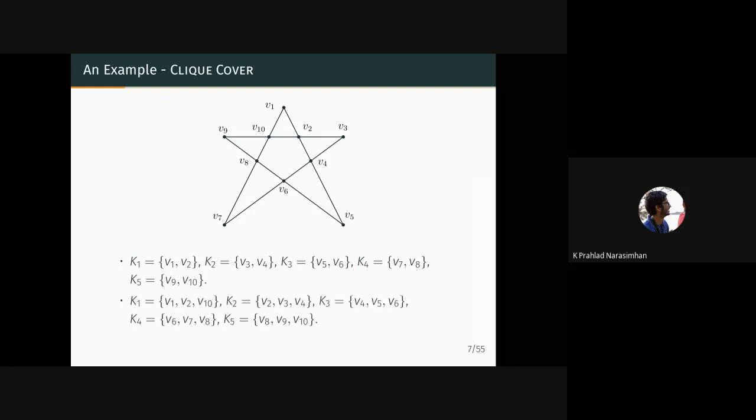The second thing is you can take triangles. So take V1, V2, and V10; V2, V3, and V4; V4, V5, and V6; V6, V7, and V8; and V8, V9, and V10. Right? So this also forms a clique cover. So this is the notion of covering a graph with cliques.